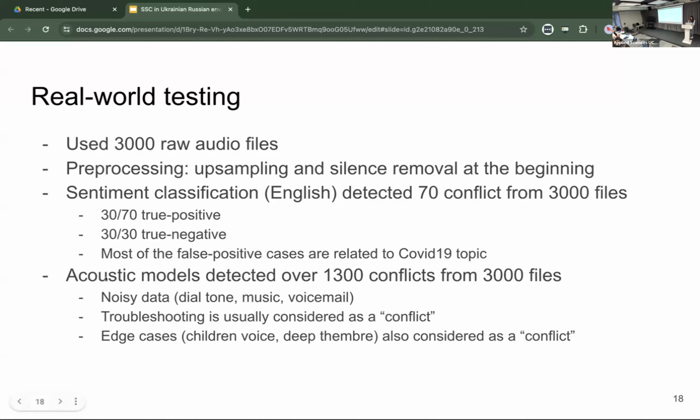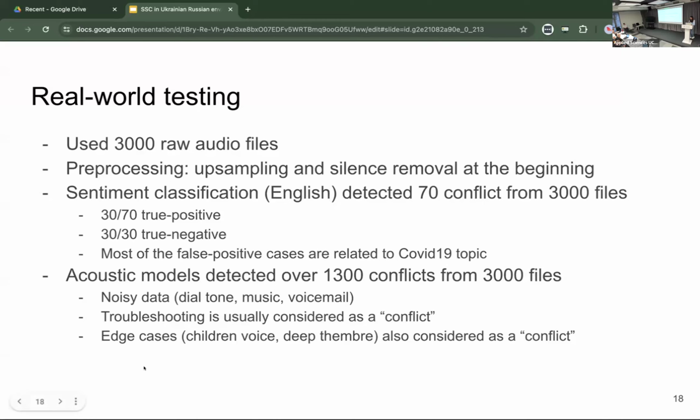Also, we tried the acoustic model, and the acoustic model detected over 1,300 conflicts from 3,000 files. We tried both of them, compare and wav2vec, and these results show us a clear sign of overfitting on our clean data.